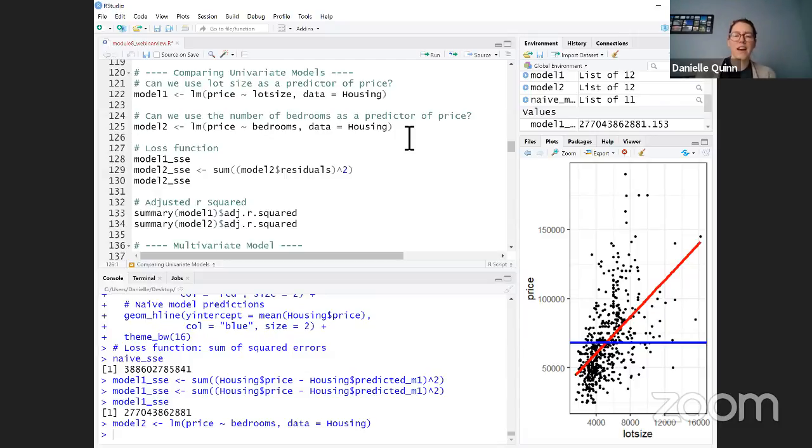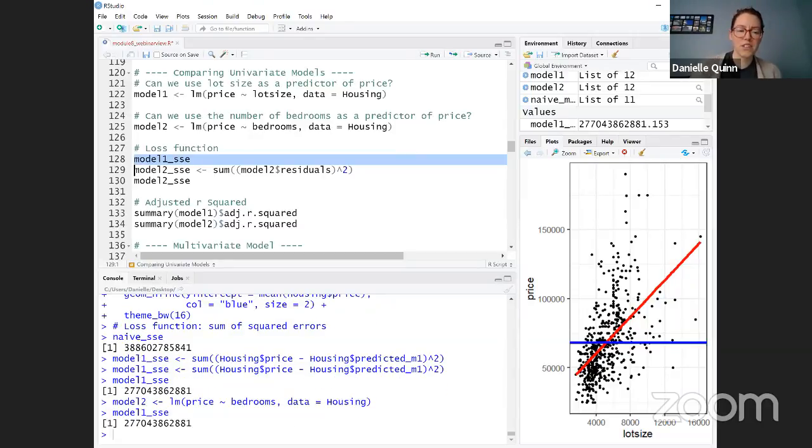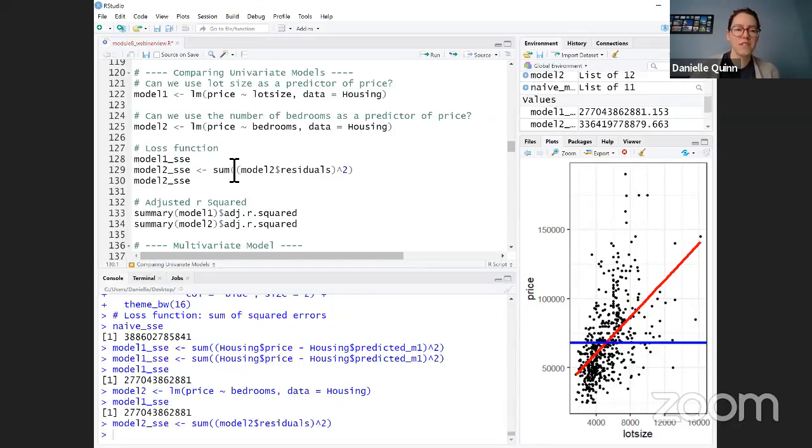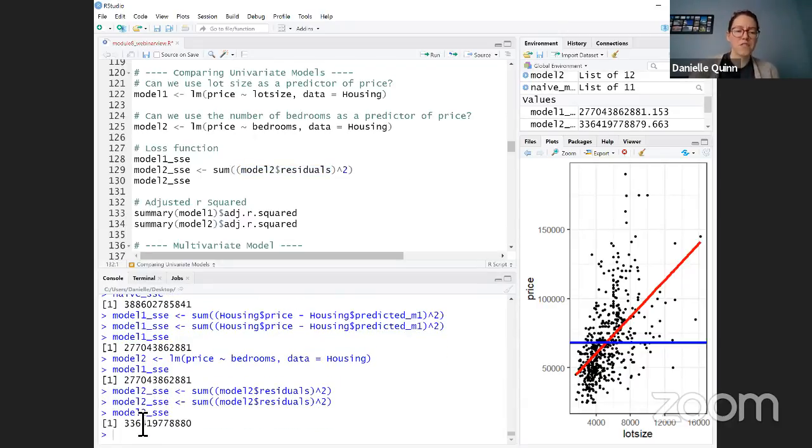And rather than looking at a plot or generating predictions, let's just very quickly assess and compare these models using loss function and adjusted R squared. So model 1, this was our loss function. This is the number to beat. Model 2, I'm using a different method of pulling out the residuals, just demonstrating that you can do it lots of different ways. Model 2, you see that our loss function has actually gone way back up, not quite as bad as the naive model, but definitely it's not doing well.